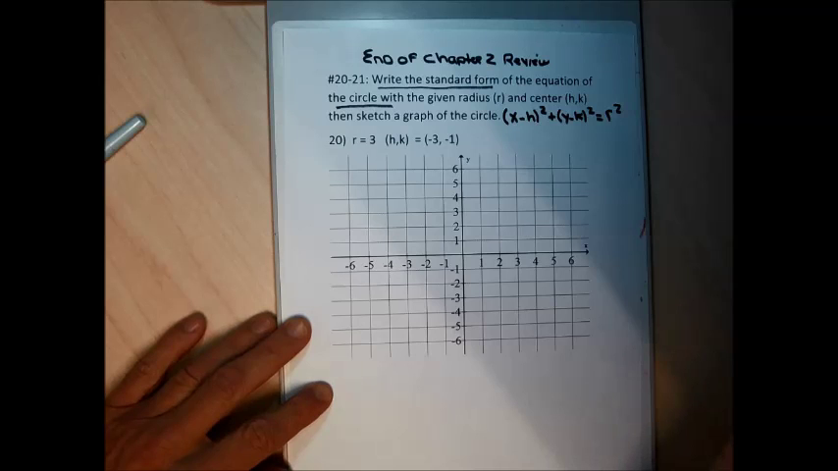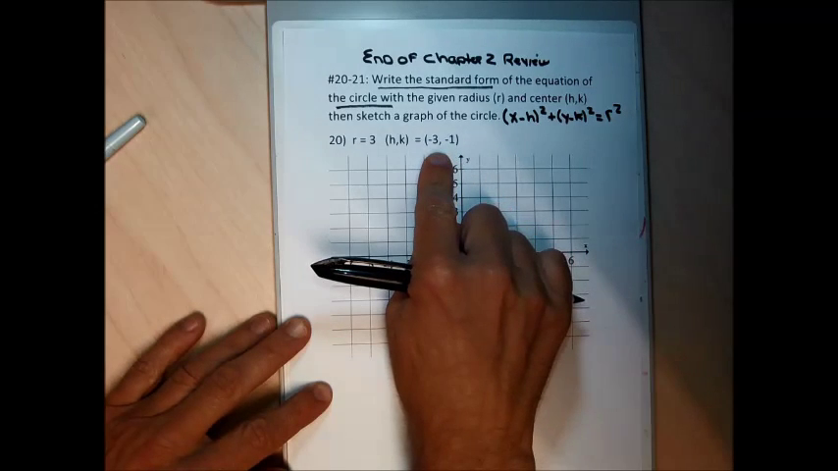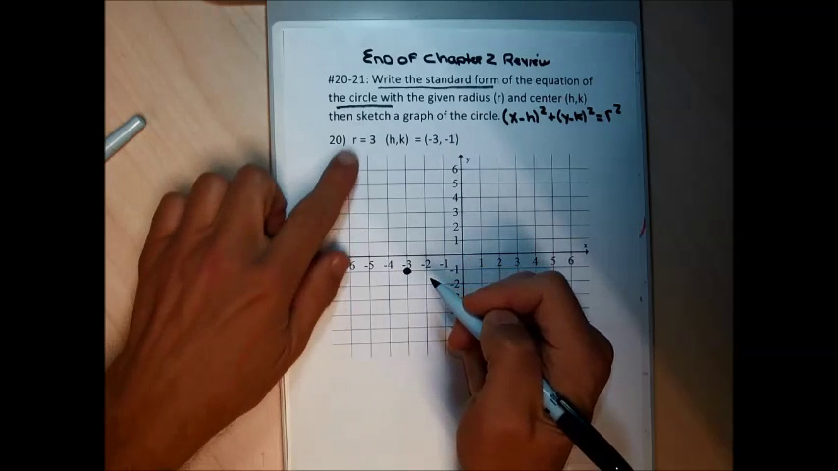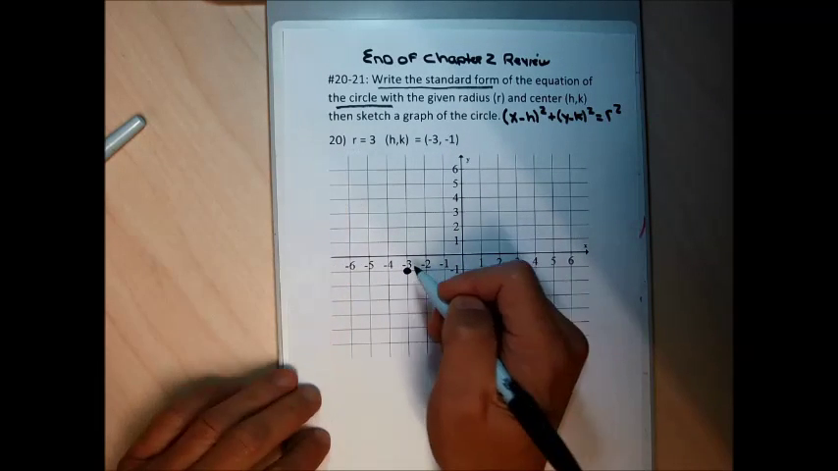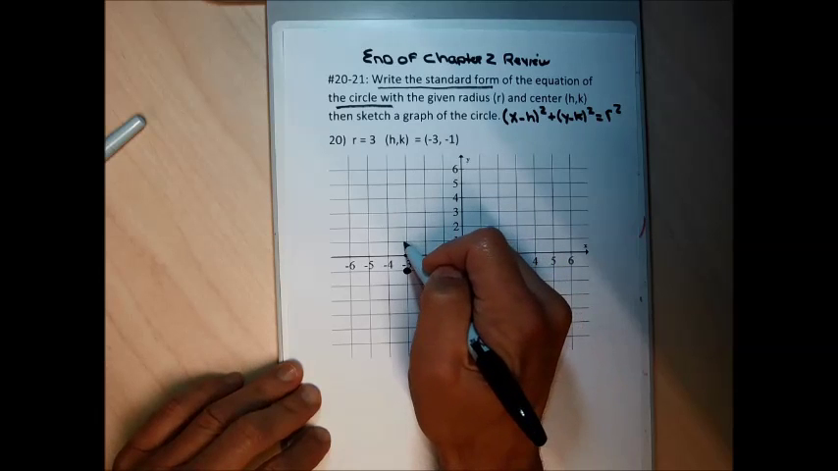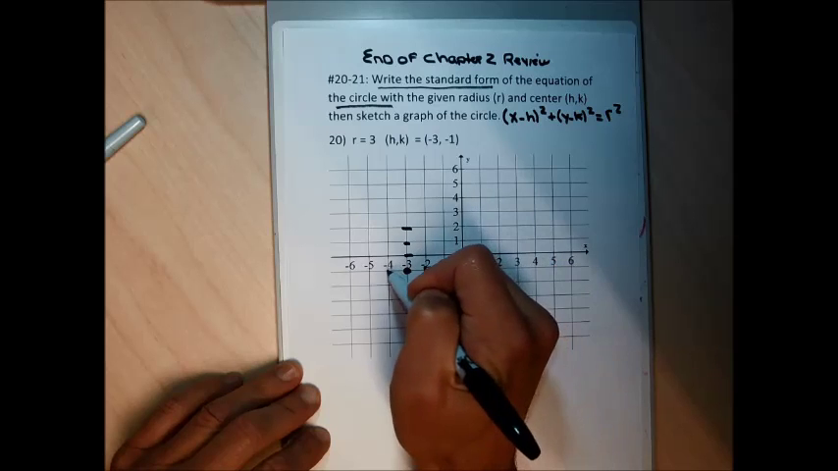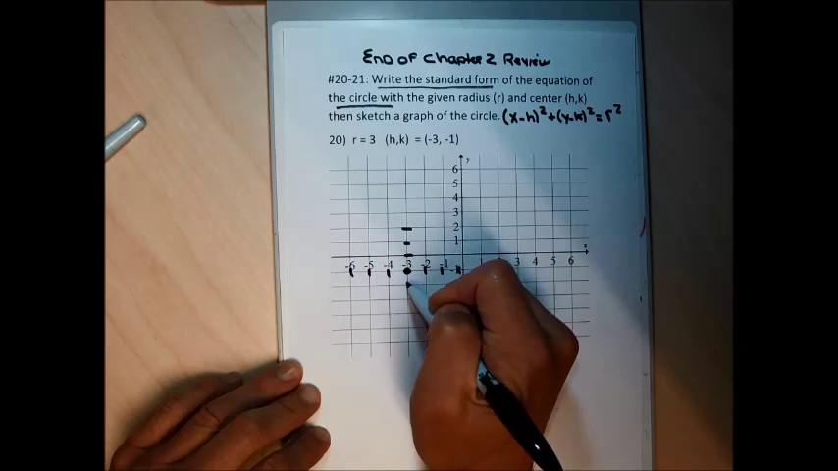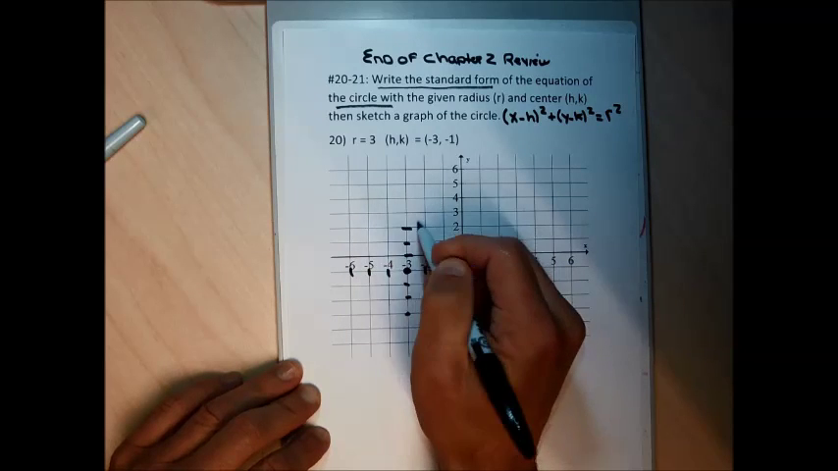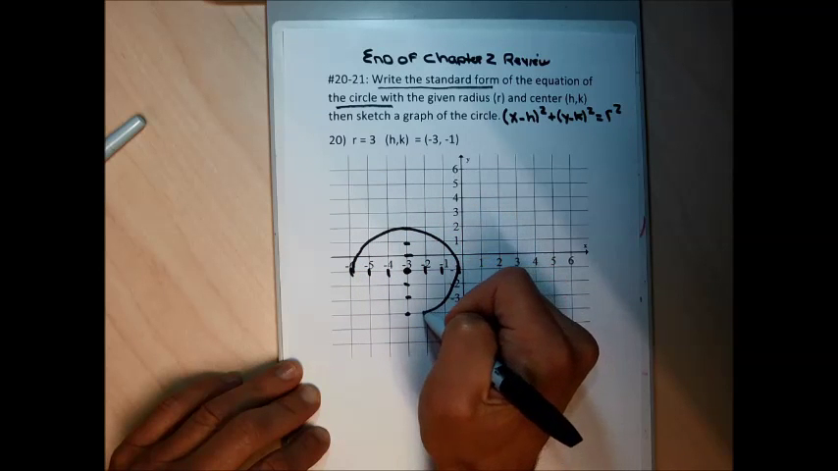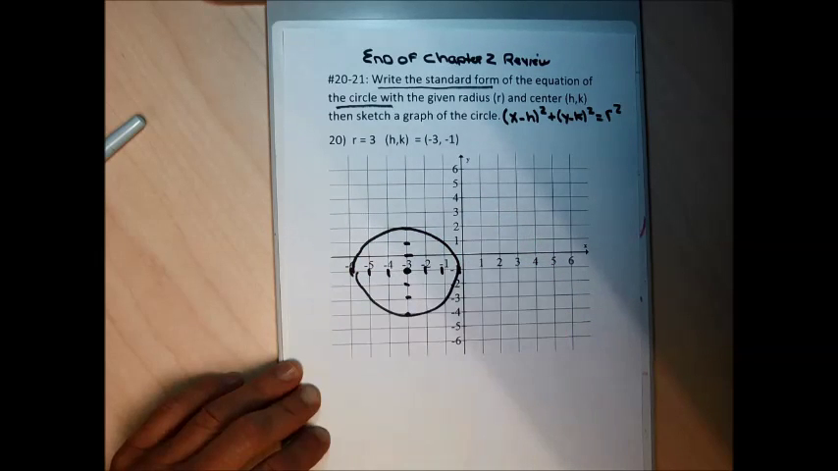Let me sketch a graph first because I don't need the equation to sketch a graph. I'm going to plot the point (-3, -1), which is the center. And then I'm going to use the radius to finish up the graph. I'm going to go up 3, left and right 3, and down 3. And then draw something that kind of looks like a circle. So that's the sketch a graph part for number 20.